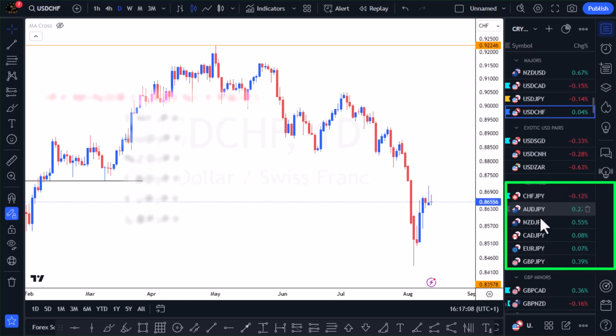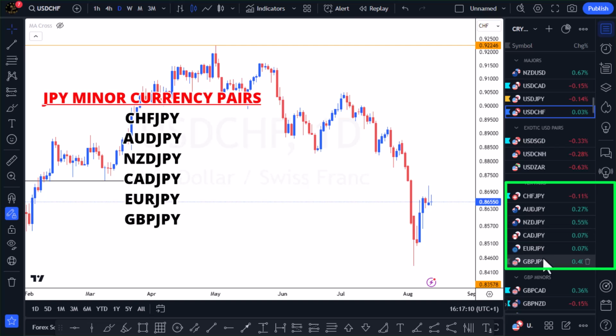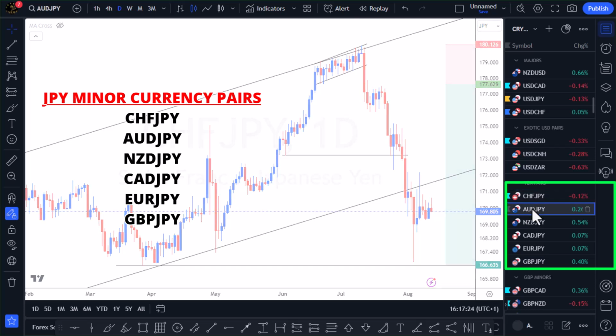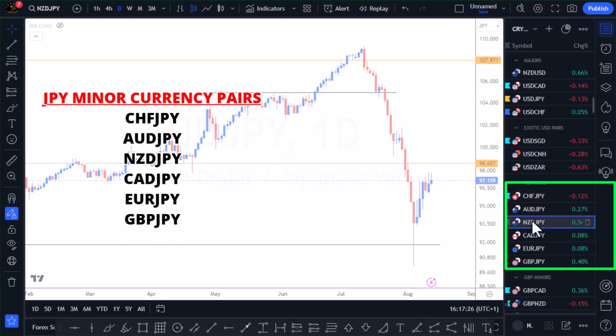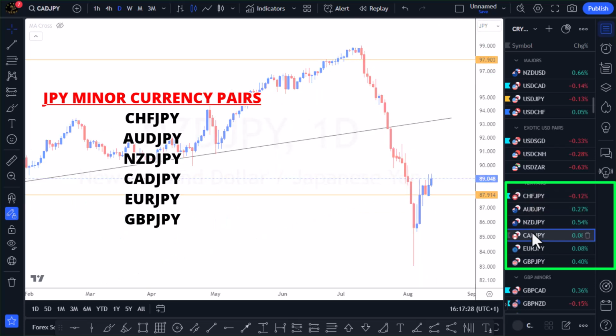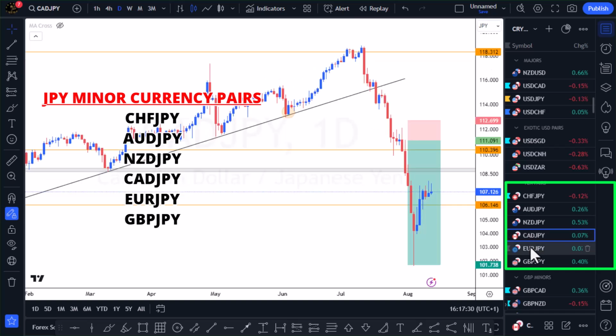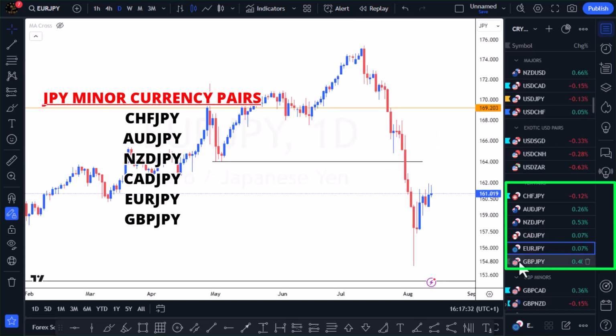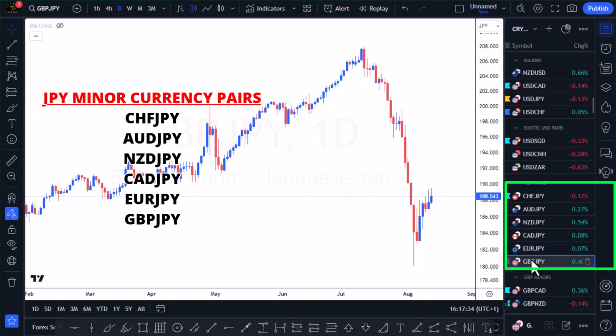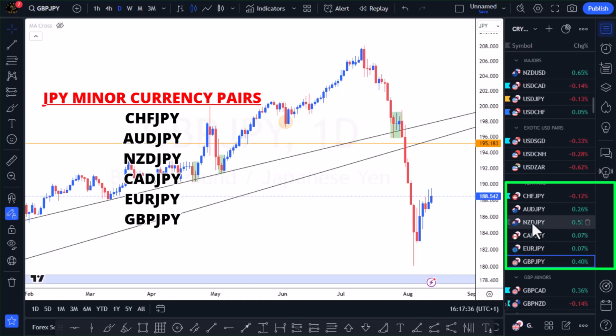So we have the yen minor currency pairs right here. We have the Swiss franc paired against yen, Australian dollar paired against yen, New Zealand dollar paired against yen, Canadian dollar paired against yen, and Euro yen, we have British yen. You can see the chart. This is Swiss yen. This is the chart of Australian dollar yen. This is the New Zealand yen, the chart. This is the Canadian dollar yen. This is the Euro yen. And this is the British pound sterling paired against the yen, right? So these are the yen minor currency pairs.